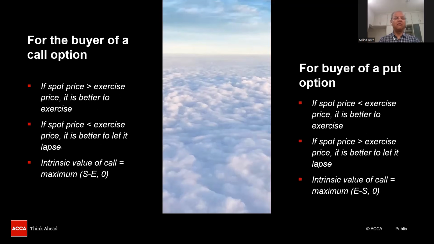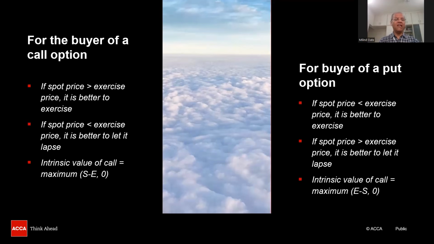So for the buyer of a call option, if the spot price is greater than the exercise price, that means he has to pay more in the market on the date of expiry, but he has already agreed to buy that underlying at a lesser price, which is the exercise price, then it is better to exercise. This is called option in the money. Reverse, if spot is lesser than exercise on the date of expiry, it is better to let the option lapse.